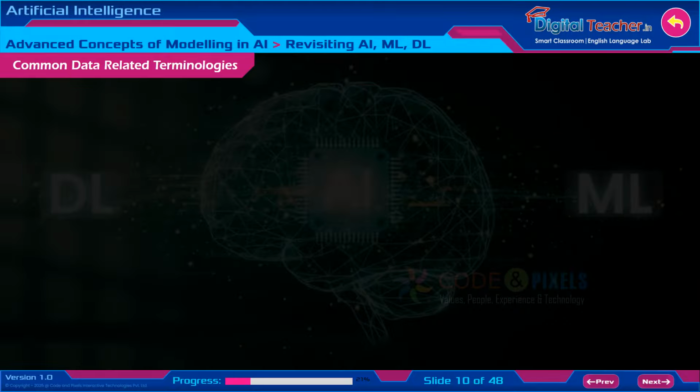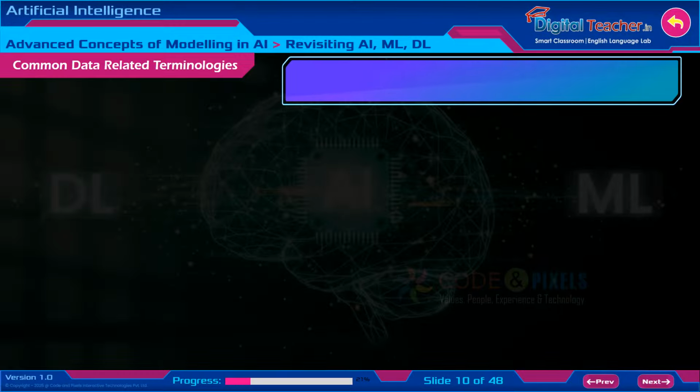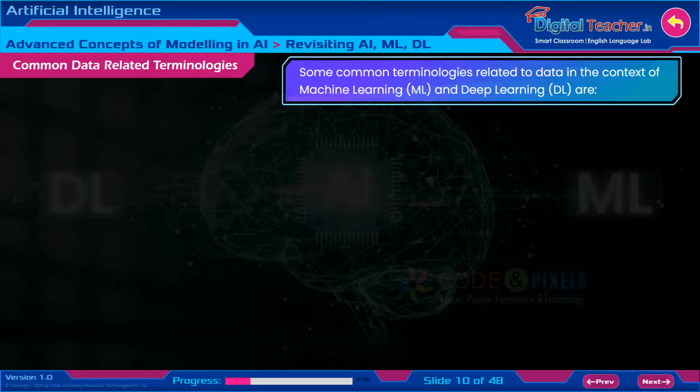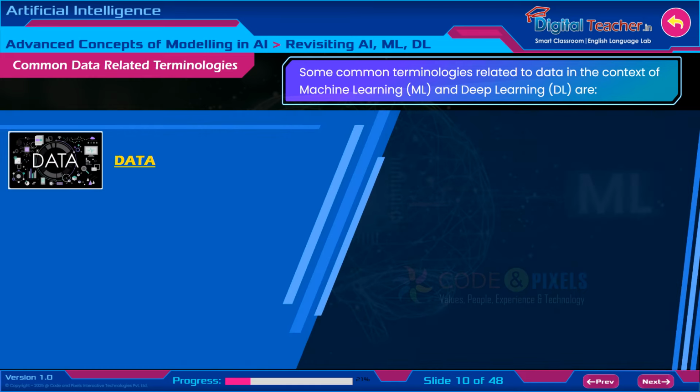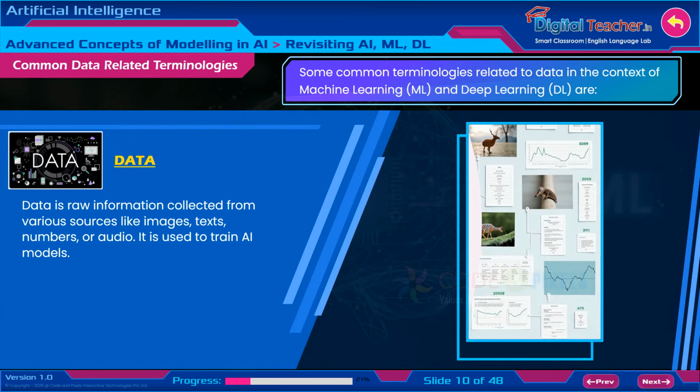Common data-related terminologies. Some common terminologies related to data in the context of machine learning and deep learning are: Data. Data is raw information collected from various sources, like images, texts, numbers, or audio. It is used to train artificial intelligence models. Example: student scores, weather reports, or pictures of animals.